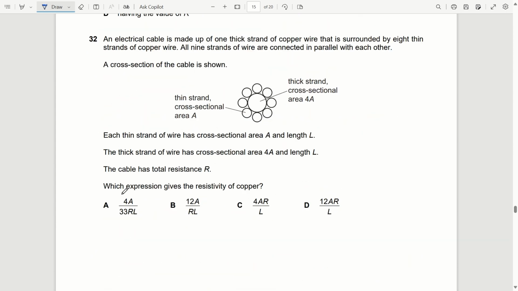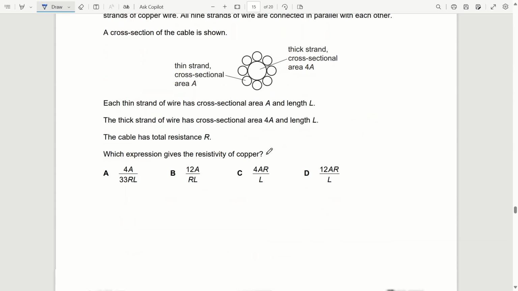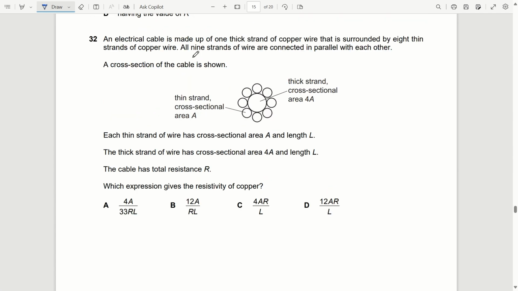Question 32. An electric cable is made up of one thick strand of copper wire that is surrounded by 8 thin strands of copper wire. All 9 strands are connected in parallel with each other. Each thin strand has cross-section area A and length L. The thick strand has cross-section area 4A and length L. The cable has total resistance R. Which expression gives the resistivity?